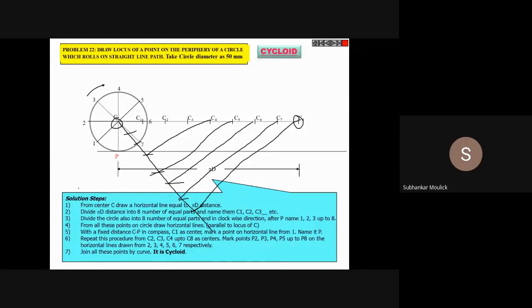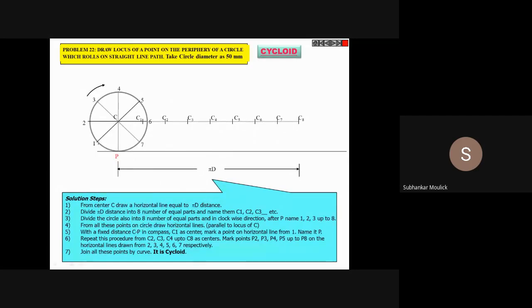What will be the length of the central line? The length will be equal to the circumference of the circle, because a circle can rotate a maximum of 360 degrees. Is this step clear to all of you? Yes, sir. So you have to divide this central line into 8 equal parts by the set square method, and the centers will be represented by C1, C2, C3, C4 till C8.